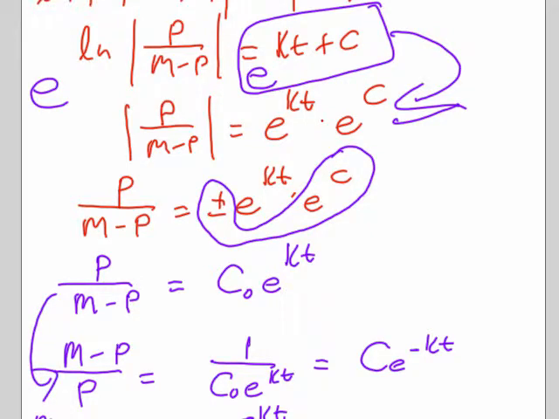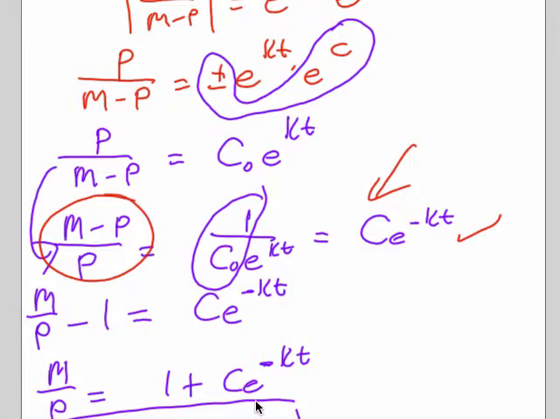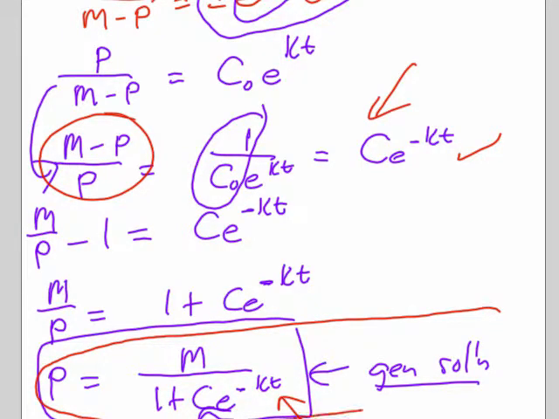But then over on the right here, the 1 over C naught, I'm going to make another constant C, and e to the kt, that's equivalent to having e to the negative kt in the numerator. Then I break this term up as M over P minus 1. I'm going to add the 1 to the other side. M over P equals 1 plus, and then I'm going to reciprocate both sides and multiply by M, and I come up with my general solution to be as shown.